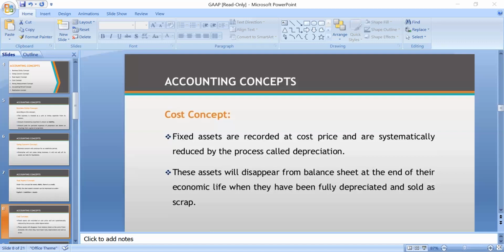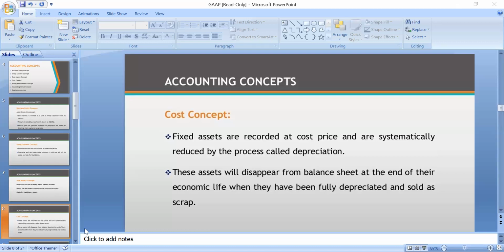Now, just understand that we charge depreciation every year. The fixed assets are depreciated every year, and depreciation can be provided on the fixed assets. So the cost of acquisition of an asset relates to the past. Hence, it is also known as the historical cost concept. Hope you understand.